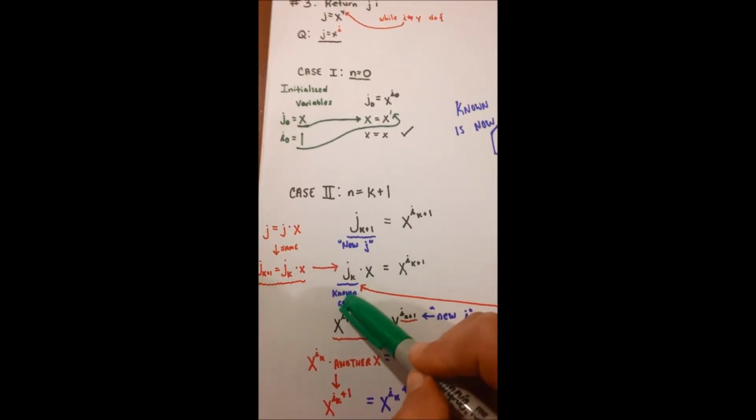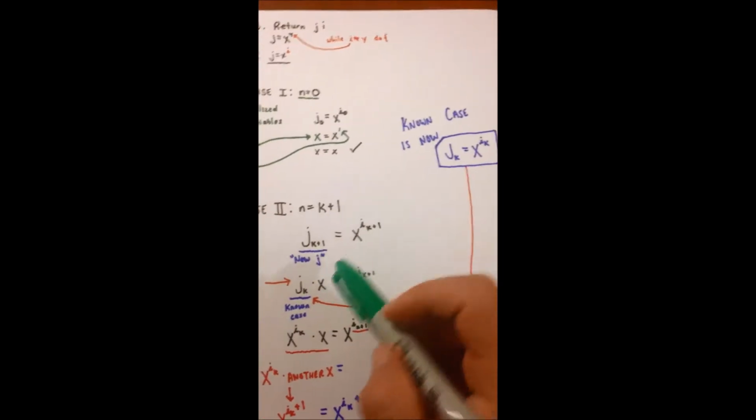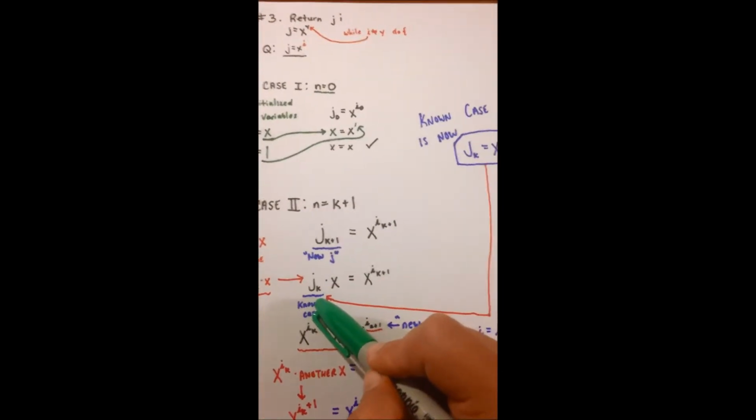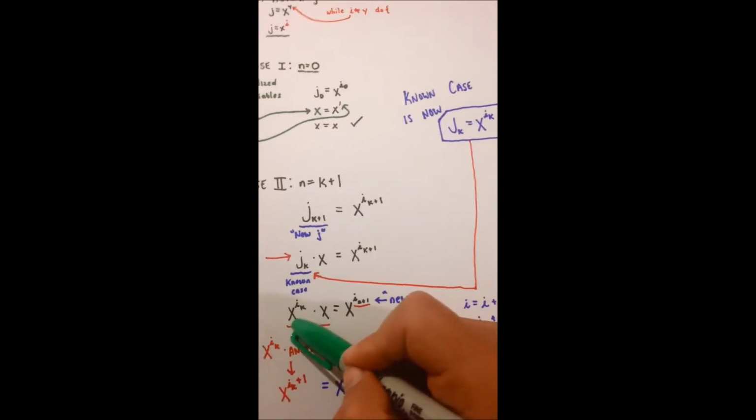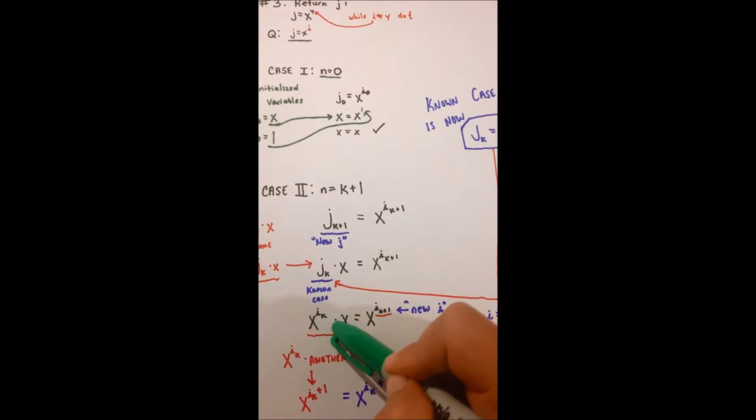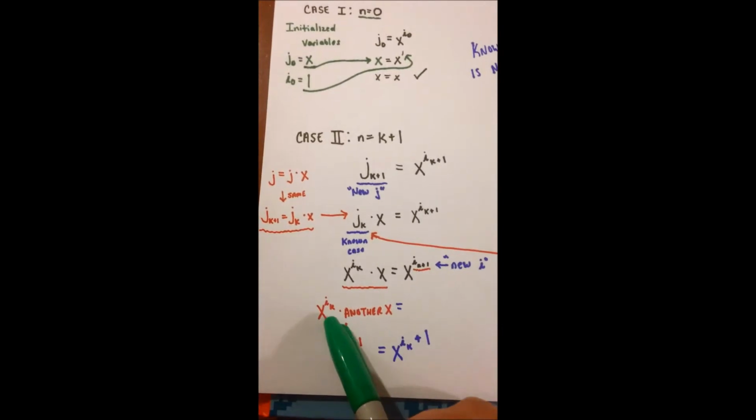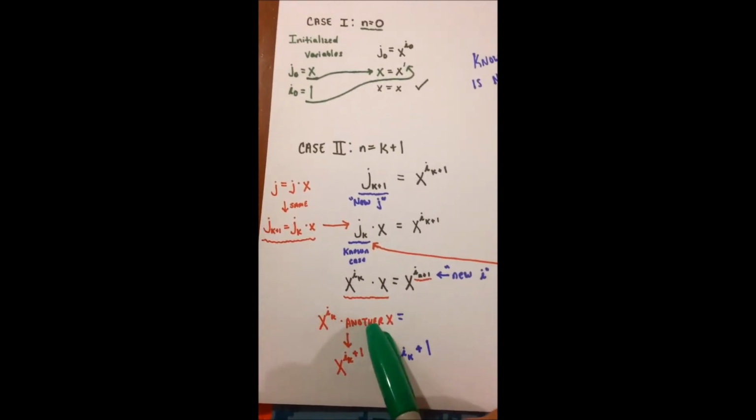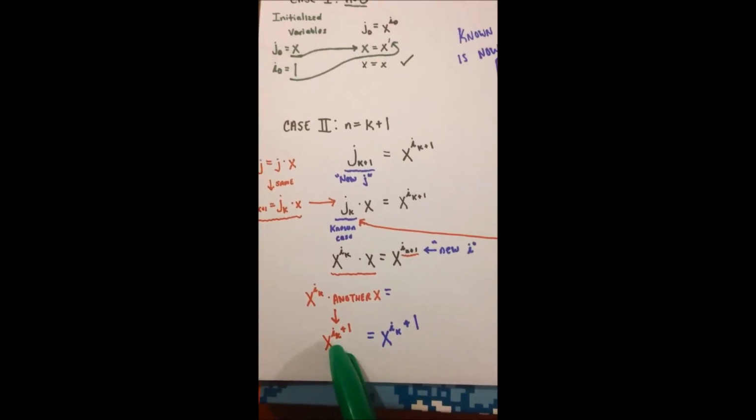Well, now we have something that equals JK up here, the known case. JK is equal to this garbage. So you substitute the old garbage for the old J. So now you have the old J is X to the IK times X. So then X to the IK times another X is just the same thing plus 1. You're just adding one more X to it. So X to the IK plus 1.